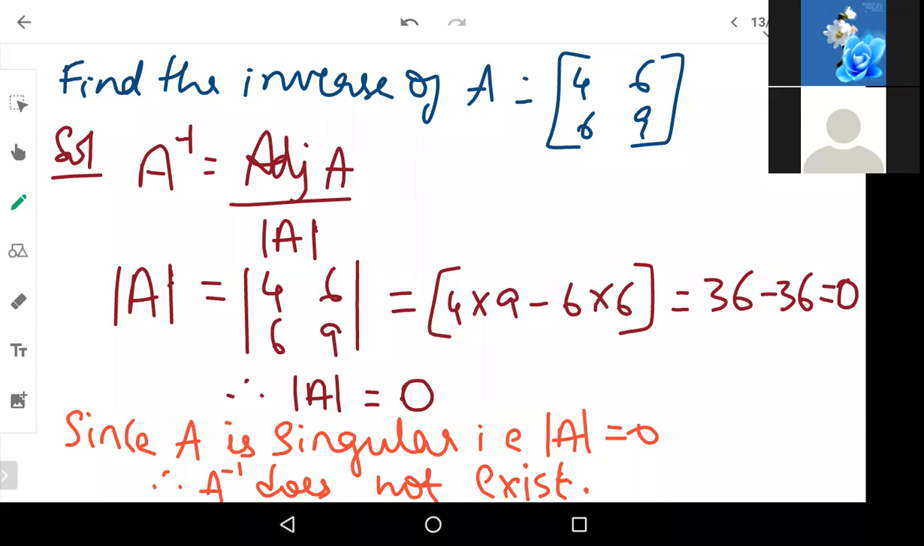So the very important condition that you have to check first is what is the value of determinant A. If the determinant A has some value apart from 0, then you can write A inverse exists and then you can continue the problem. If not, you can say A inverse does not exist.